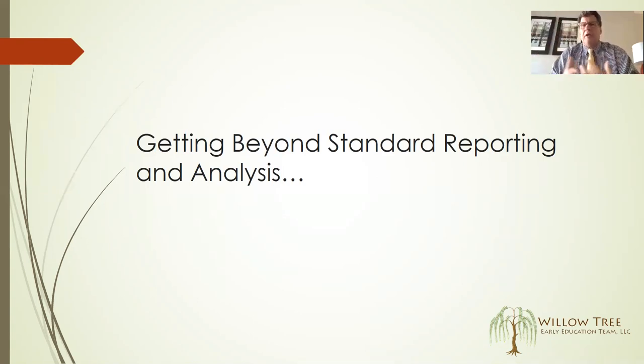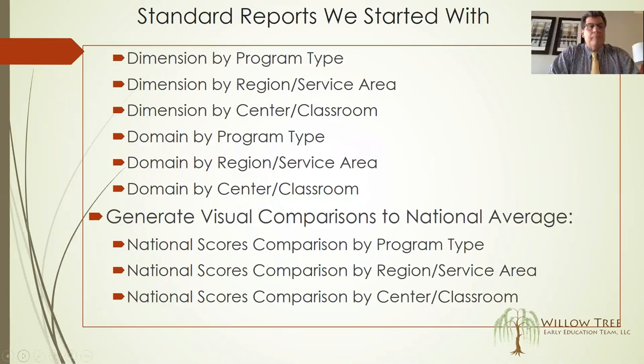So we started looking at factors that may influence those scores that we weren't looking at. And we had all that data, and we created some software that allowed us to look beyond what we were looking at and came up with some really interesting things. Let's take a look at the next slide. So we were looking at dimensions by program types, by region and service area, by centers and classrooms, domains by those same things. And we were comparing scores to the national average by all those kinds of things. That's kind of where we started branching out.